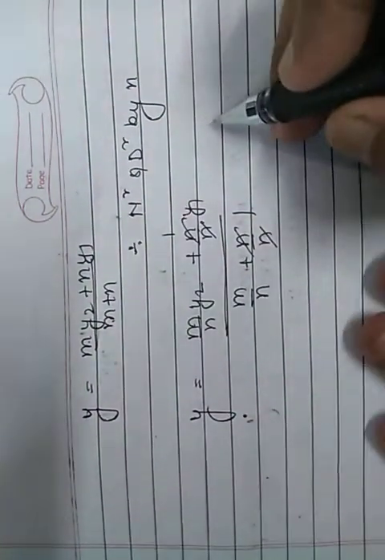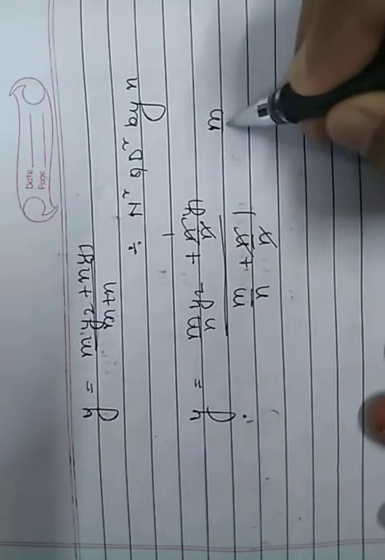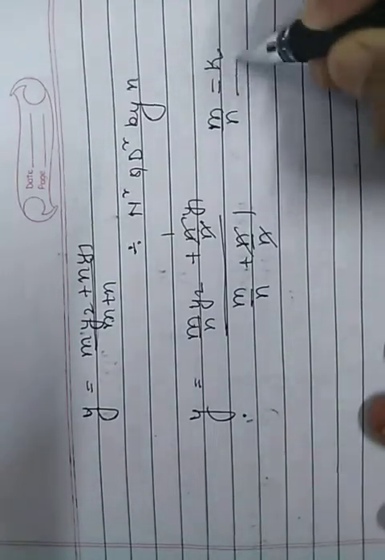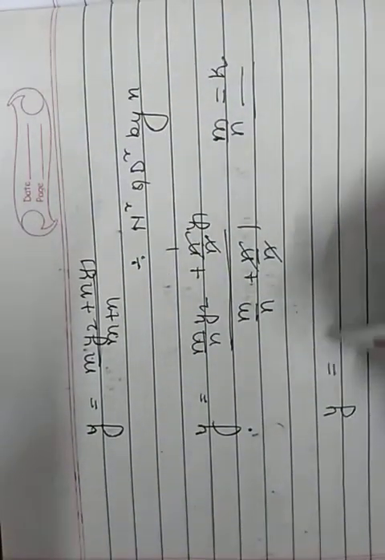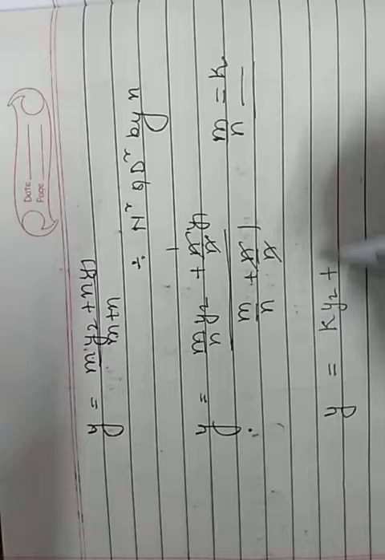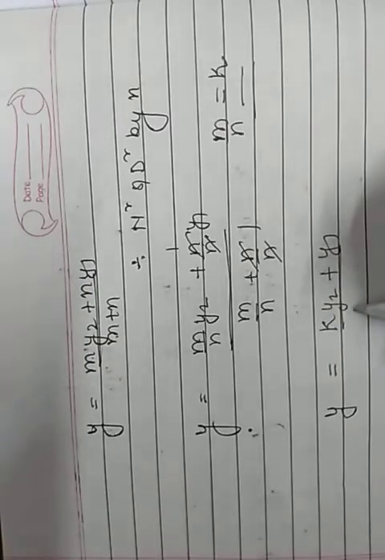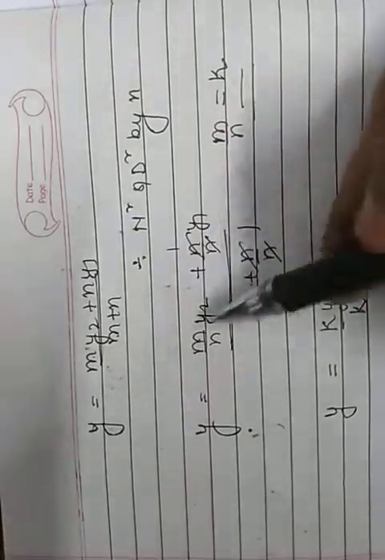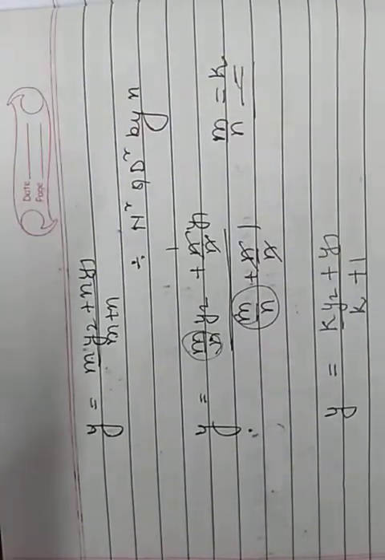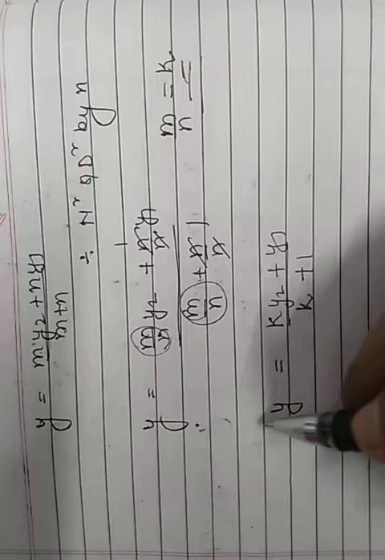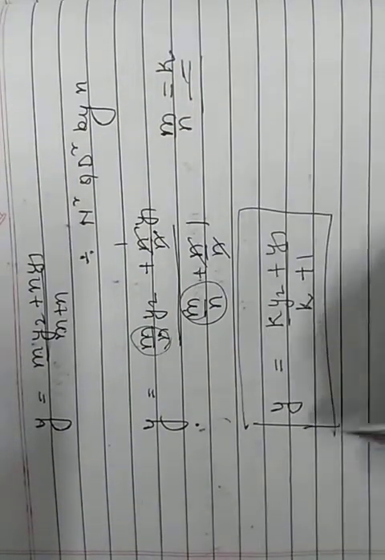And as we know, we have to find m upon n. So let this m upon n here also be equal to k. Just substitute, so the formula becomes y is equal to (k y2 plus y1) upon (k plus 1). Instead of m upon n here and here, I will substitute this k. So this is the formula I will use to calculate the ratio.